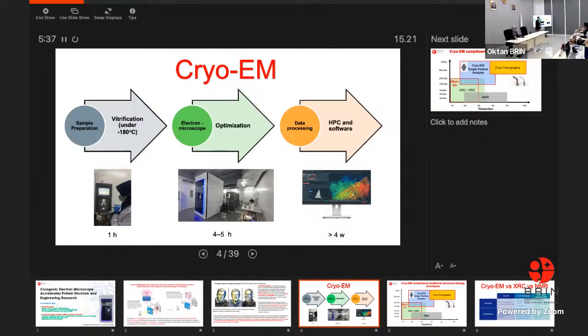The last is data processing, almost the same as X-ray crystallography. But cryo-EM takes only about 1 hour for 1 or 2 sample preparations. You don't need crystallization, just your pure protein solution put into the Vitrobot in 1 hour, and then we run the electron microscope for 4 hours. But the data processing is also an important step. It may take more than 4 weeks to develop and refine how you fit your model.